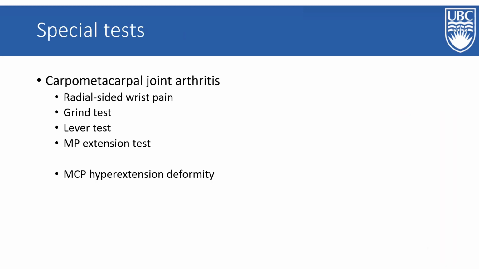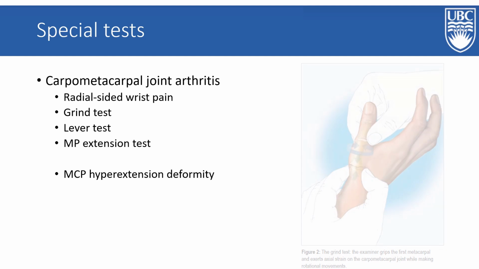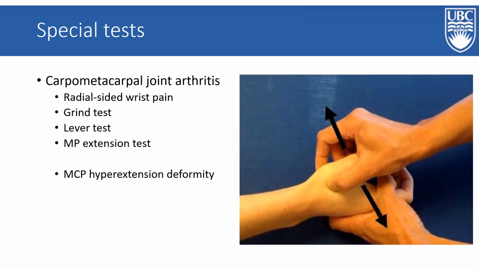Depending on our history and initial findings, we can narrow down our differential diagnoses with special tests. For radial side wrist pain, we can first assess for osteoarthritis of the thumb. Carpometacarpal or CMC arthritis can be assessed by a grind test, which involves applying axial compression and circumduction. The lever test is performed by grasping the first metacarpal distal to the CMC joint and shucking back and forth in radial and ulnar directions.